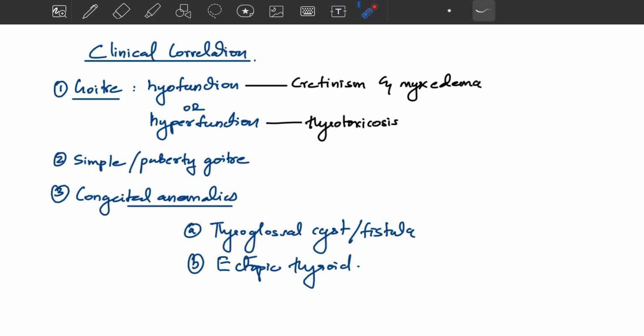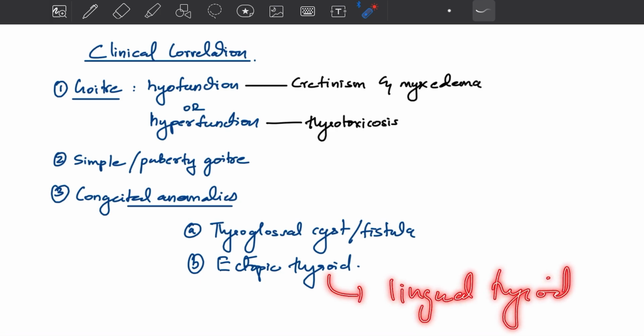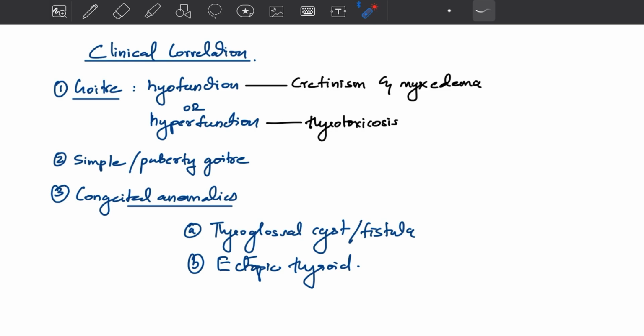Ectopic thyroid is the thyroid gland at different positions, like the thyroid gland originates from the oral cavity and it goes into the neck. So when the thyroid gland fails to descend, it is called the ectopic thyroid. An example of ectopic thyroid is lingual thyroid, where the thyroid gland is located at the base of the tongue or behind the tongue.